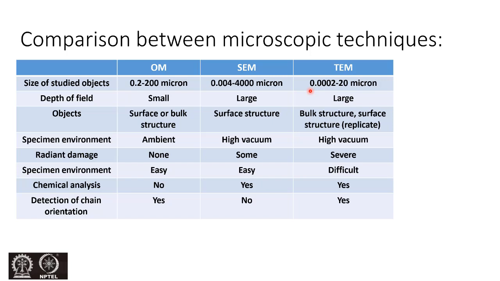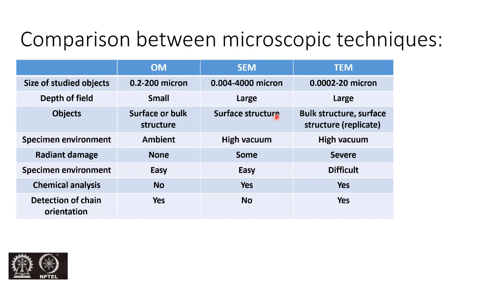So here the depth of field in the optical microscope is very small, but in the SEM we are able to see the 3D structures also. So depth of field is large in the case of electron microscopy. Then objects: in the optical microscope we can observe the surface or the bulk structure. In SEM only surface structure is preferred, and in the TEM the bulk structure has to be cut from the sample in a very thin film, that we can observe in the TEM.